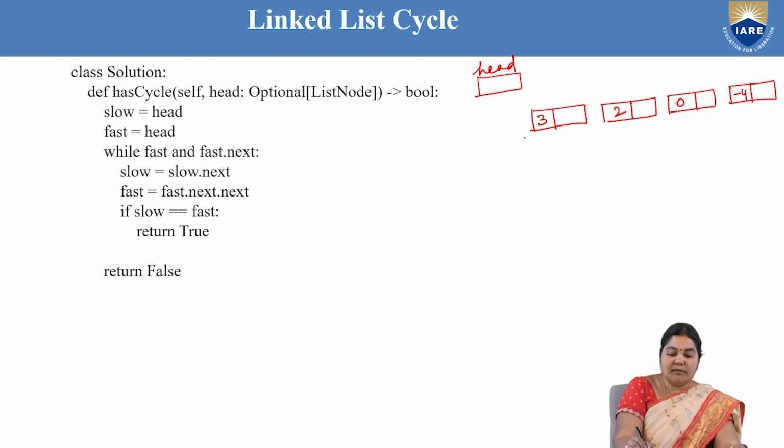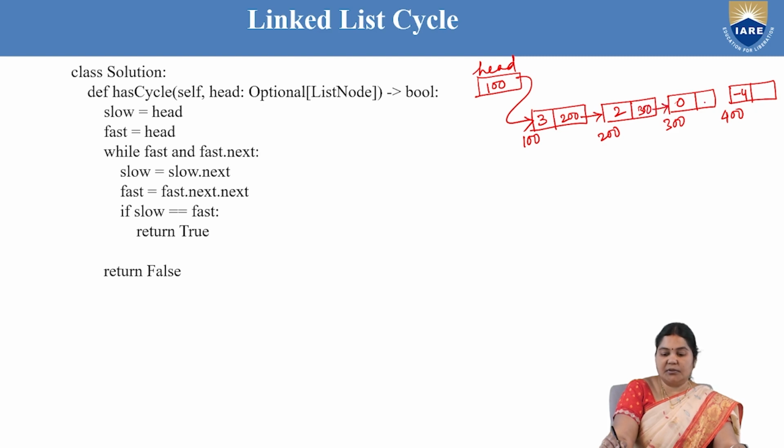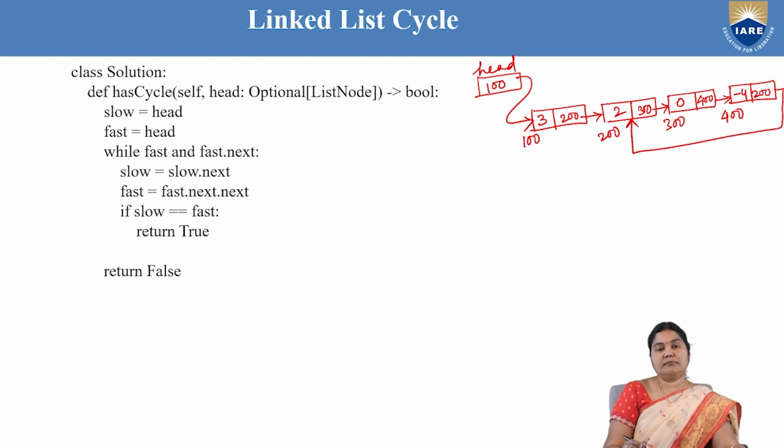Okay. Now, suppose the addresses are 100, 200, 300 and 400. Head contains 100. Always it points to the first node. First node contains 200. So it is pointing to second node. It contains 300. It points to third node. It contains 400. It is pointing to the fourth. But tail node, this is the tail node. It contains your 200. That means it points to this node again. Right? This is the linked list you have drawn.